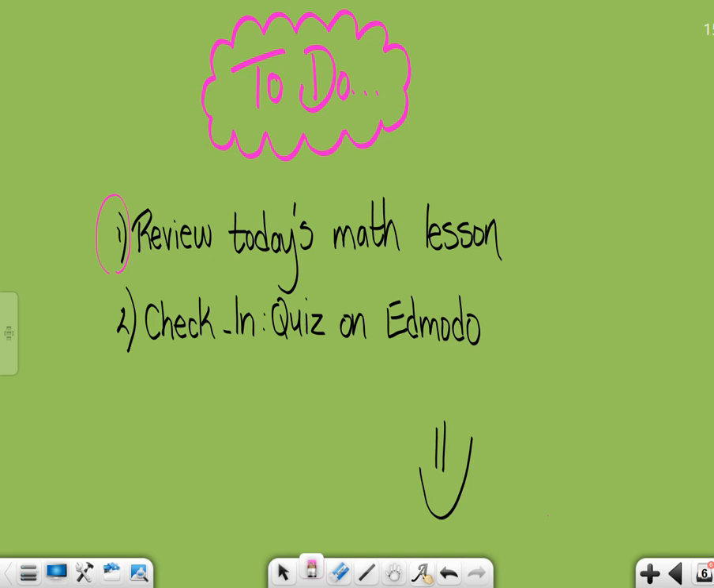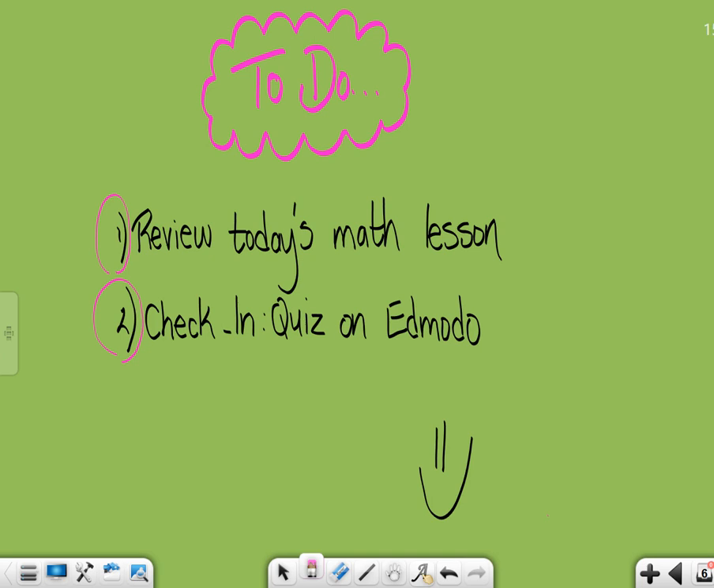It really is hard sometimes because you're listening to me and you're trying to do the question and you're trying to write down the notes. It's a lot, right? So we understand that. So take a few moments, go back, review your notes, read your notes to understand what we did today. Then, after you've done that and you understand what you did for the most part, I want you to go in Edmodo and do today's quiz.